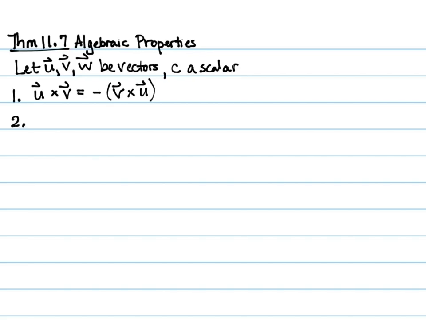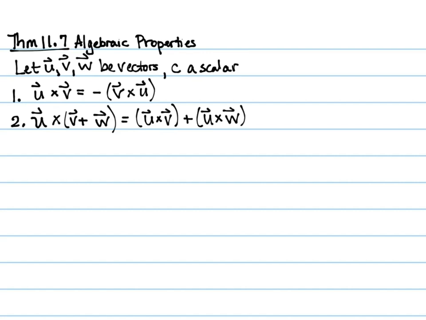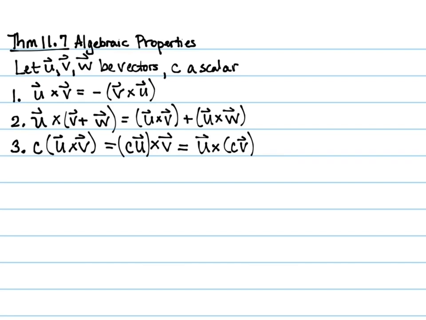In terms of something that looks like a distributive property, if I did u cross v plus w, that actually equals u cross v plus u cross w. We saw a similar version to this next one last time as well: c times u cross v equals you could either multiply the scalar c by u and then cross it with v, or you could multiply the scalar times the vector v and then do the cross product with u.